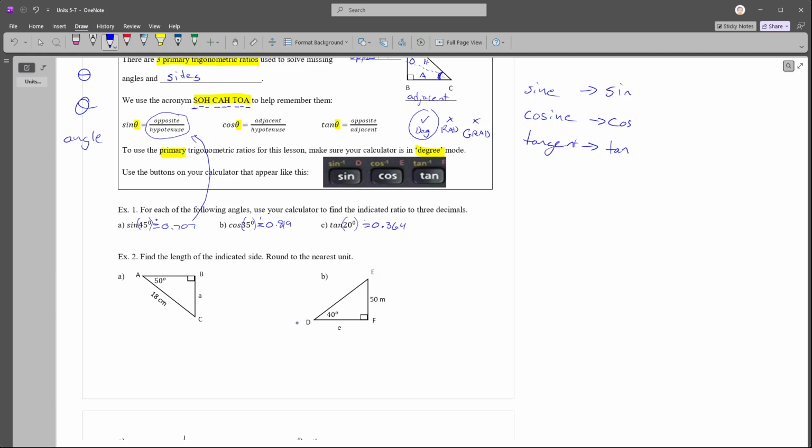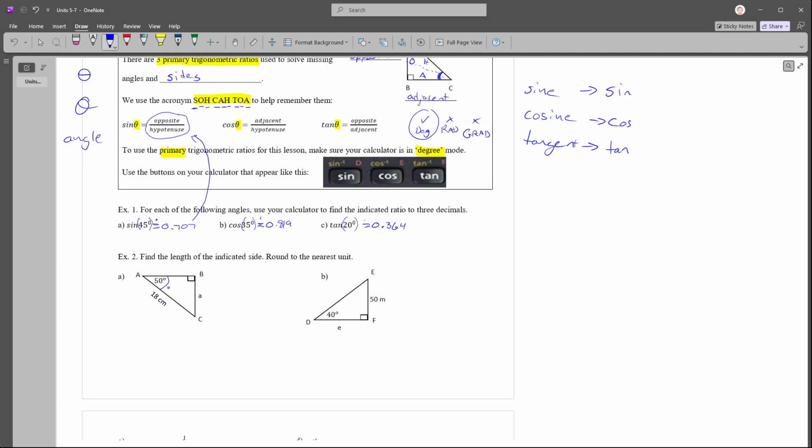So now let's apply this to an actual problem. It says find the length of the indicated side. So we have an angle, angle A is 50 degrees. We have one side, which is the hypotenuse, and we're trying to calculate the A. So here are the steps, okay? Everybody follow along. First thing we're going to do is choose our reference angle. Well, we're only given one reference angle, so that's this one, the 50 degrees, okay?